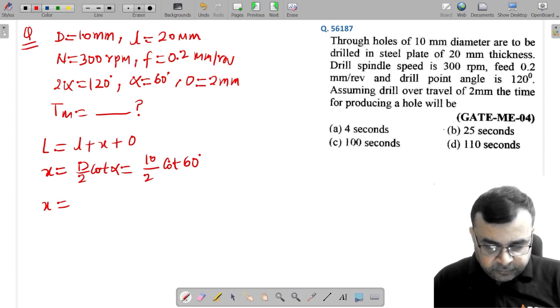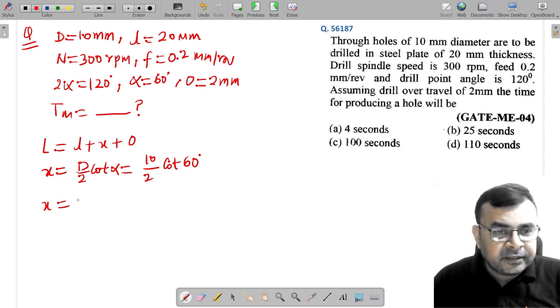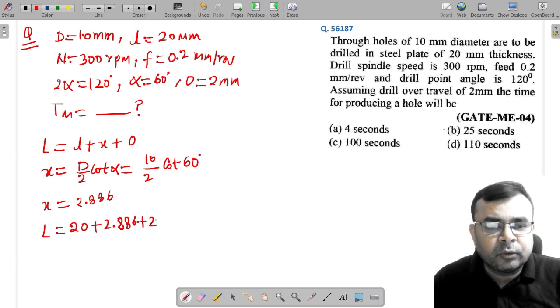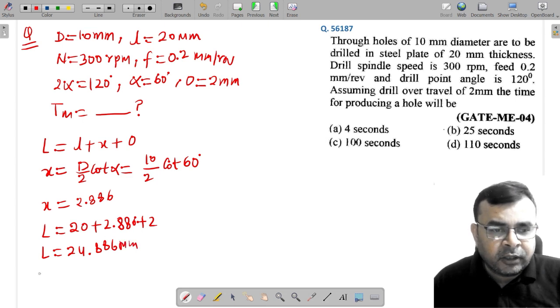2.886. So now if we put these values here, then simply here we get 20 millimeter plus 2.886 plus 2. So total length is 24.886 millimeter. So what about machining time?